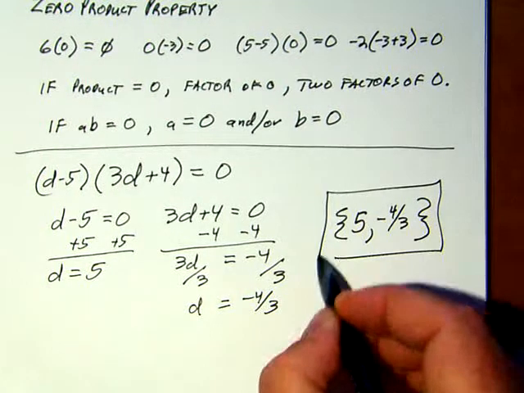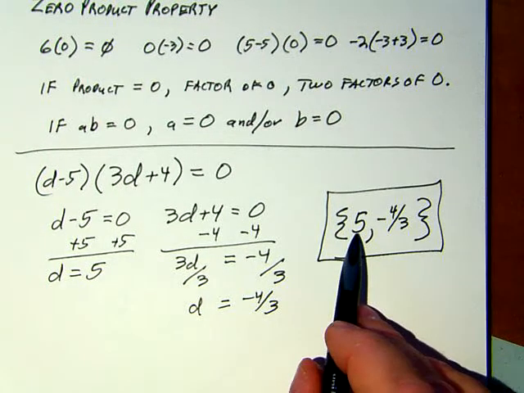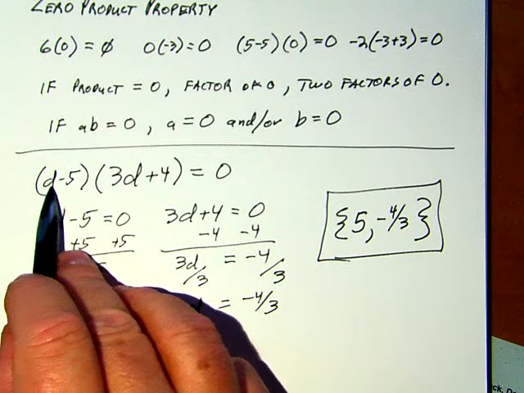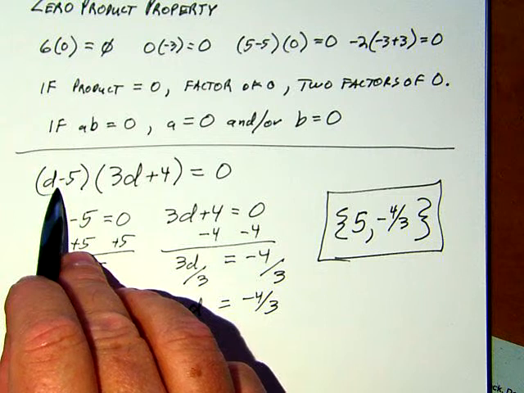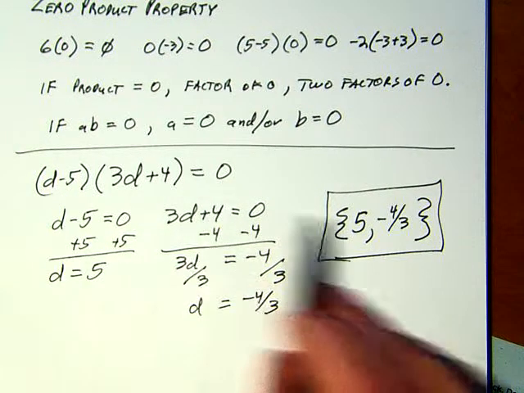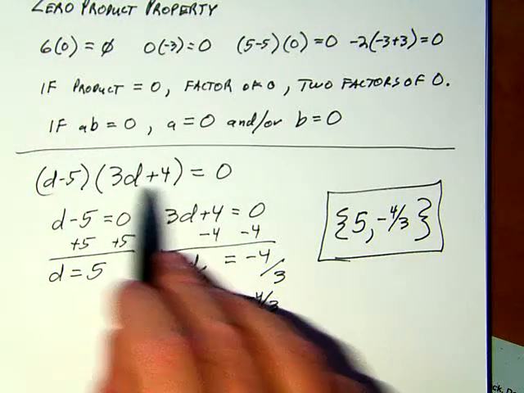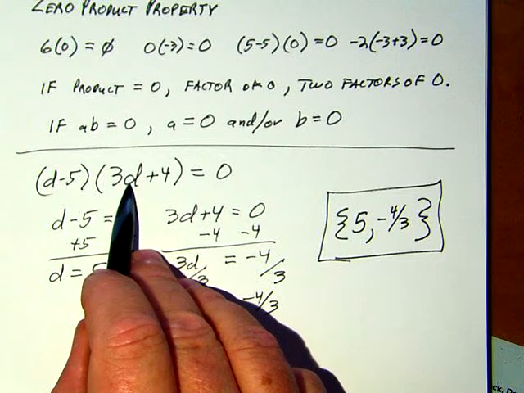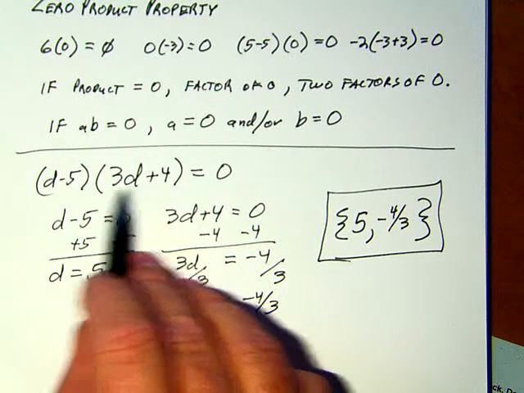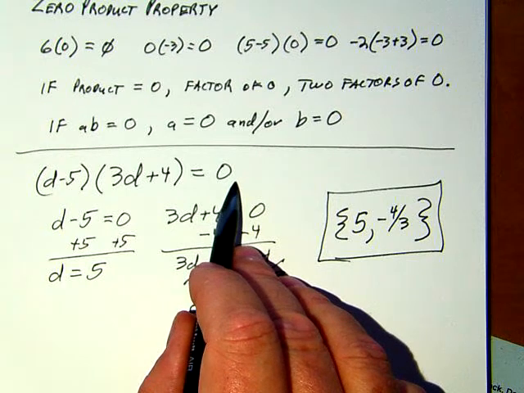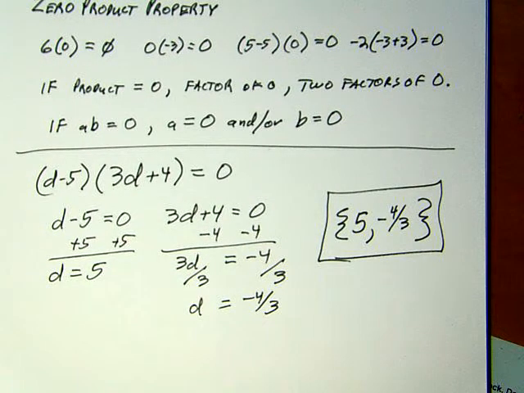And if we check that out, if D is equal to 5, then this factor here is equal to 0, and then my answer is 0. But if it's not equal to 5, then D must be equal to negative 4 over 3, because if I put D as negative 4 over 3, then this is 0, and the whole answer is 0. And that is your solution set, that one of those two answers must be true.